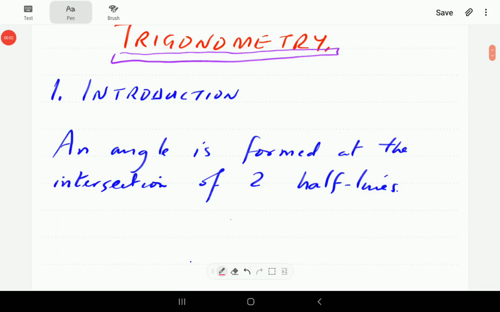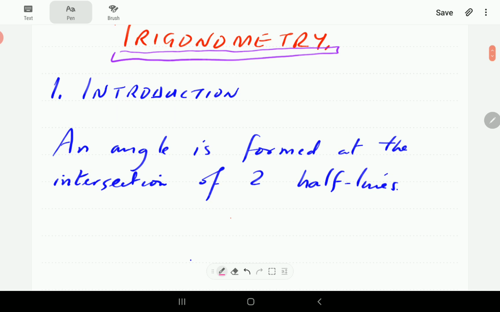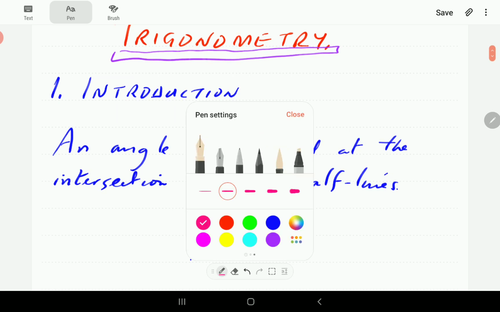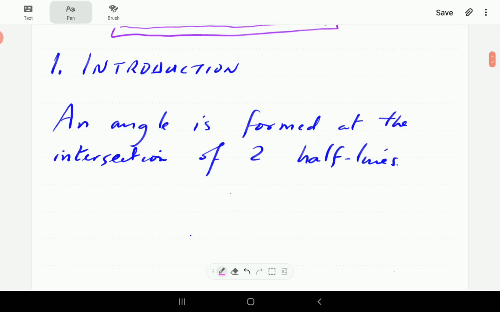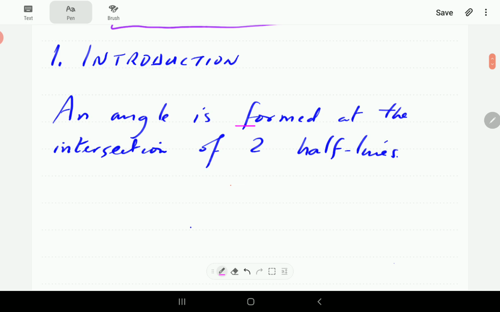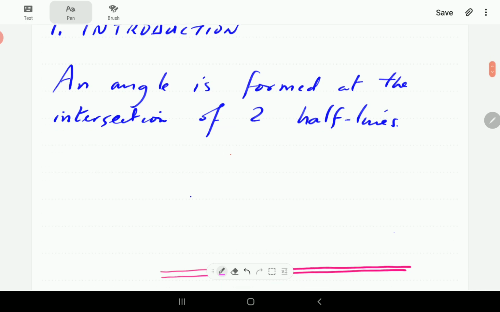Alright, in this video we're going to introduce the subject of trigonometry. So in the introduction we're going to define angle and introduce some terms that are relevant in the architecture of angles. So an angle is formed at the intersection of two half lines.